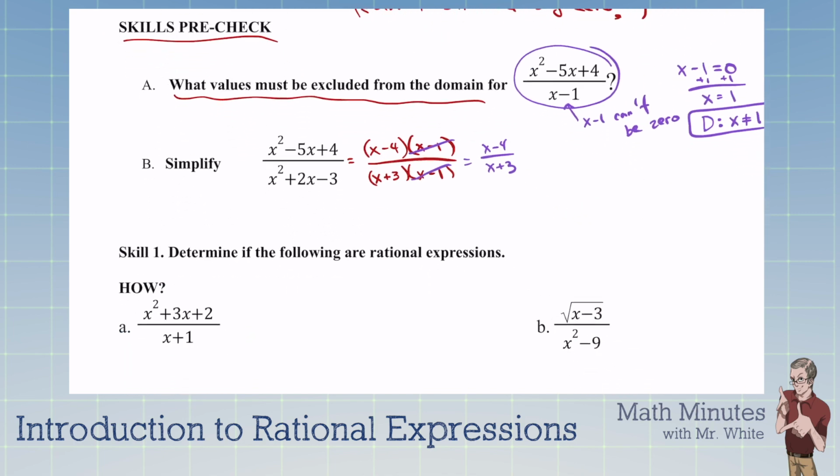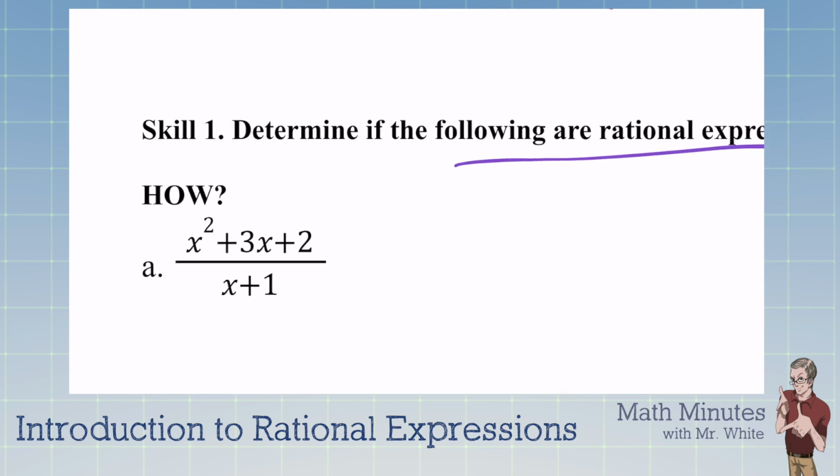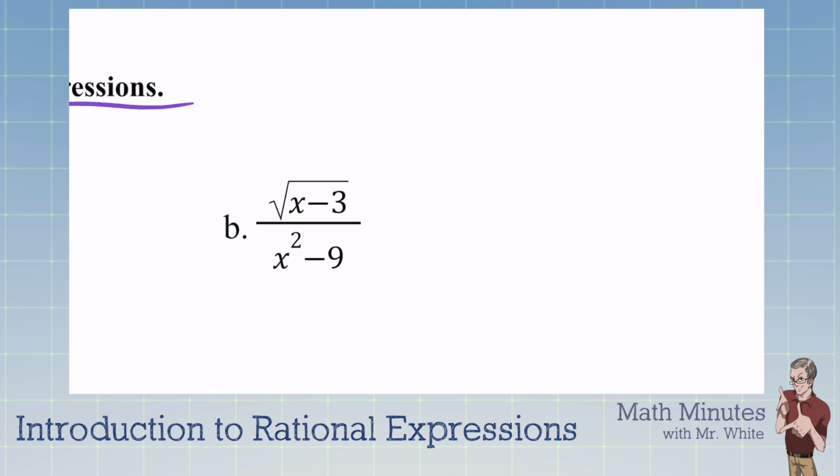So let's get down here to more of the notes, and skill number 1, determine if they even are rational expressions. So remember the definition of a rational expression? It has to be a polynomial divided by a polynomial. So is this a polynomial? Yes. Is this a polynomial? Yeah, it's called a binomial. So the answer here is yes. This is a rational expression because it's a polynomial, happens to be a trinomial on the top, divided by a binomial.